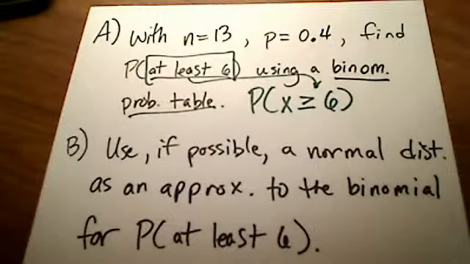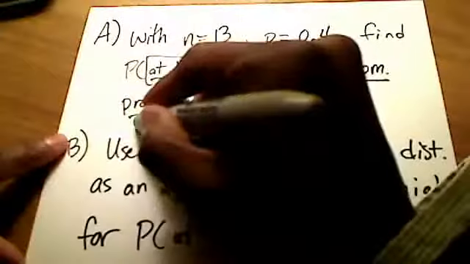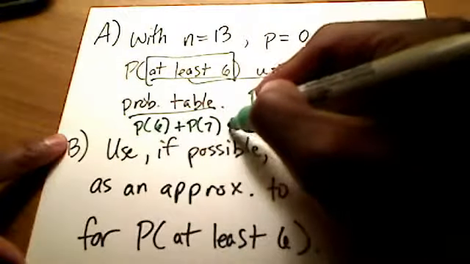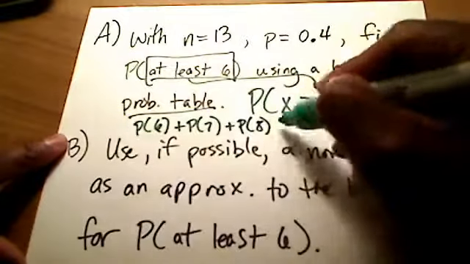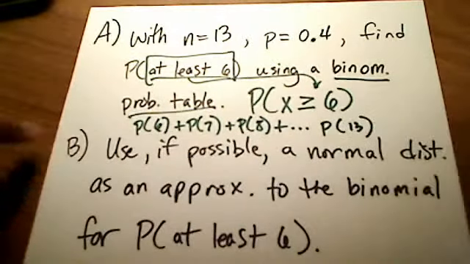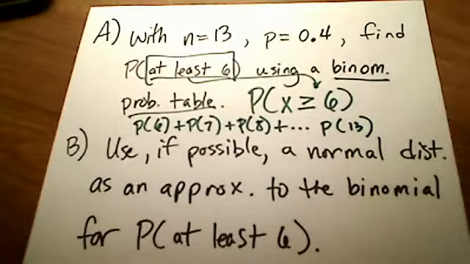Okay, I've shown in a previous video what at least 6 means. It technically means the probability of 6 plus the probability of 7 plus the probability of 8, all the way up until I get to the probability of 13. And I'm going to sum all of those numbers together. Now that's a lot of summing to do, but I guess we can work that out if we had to.